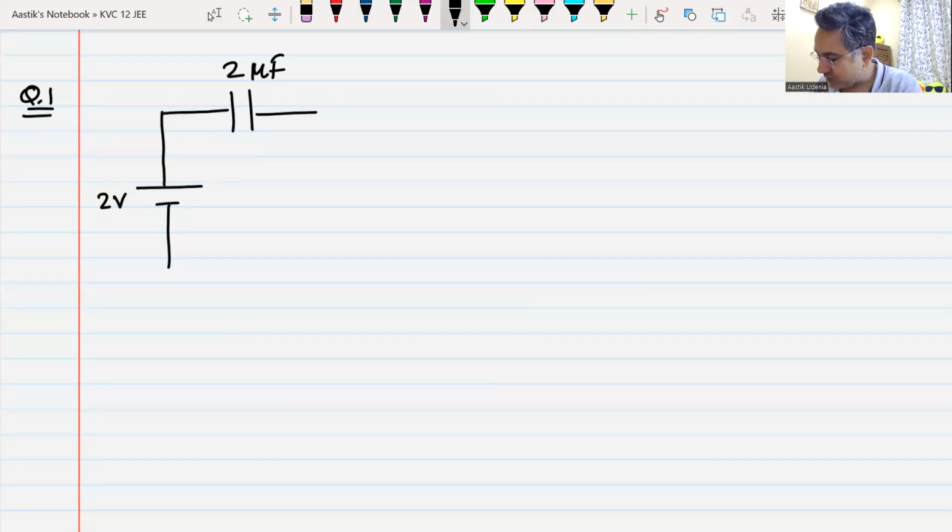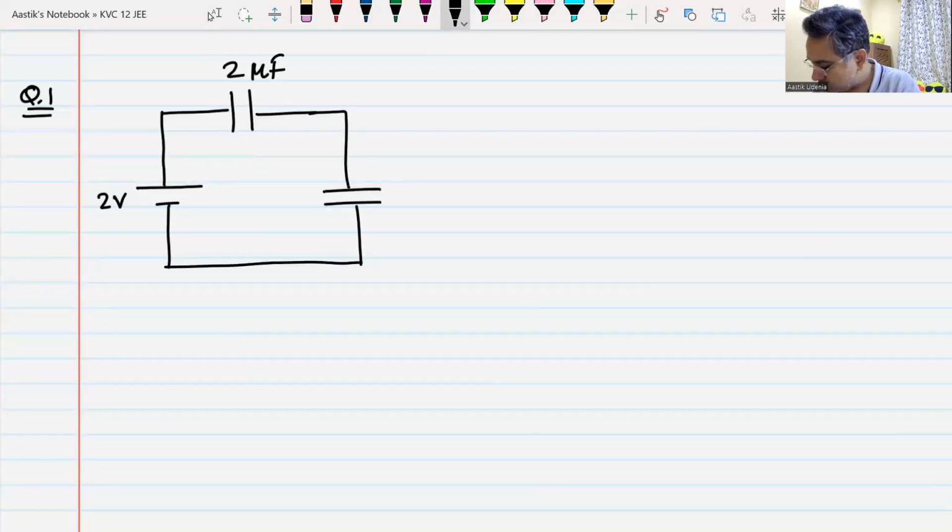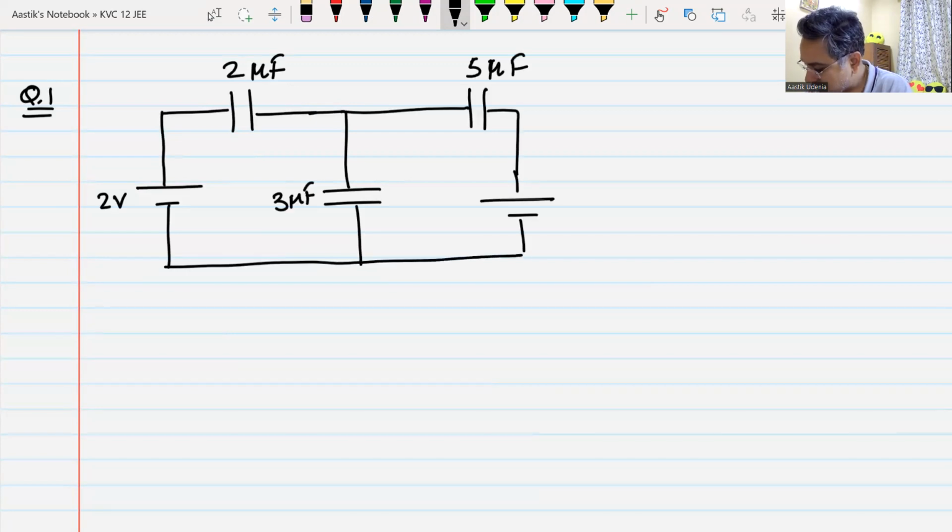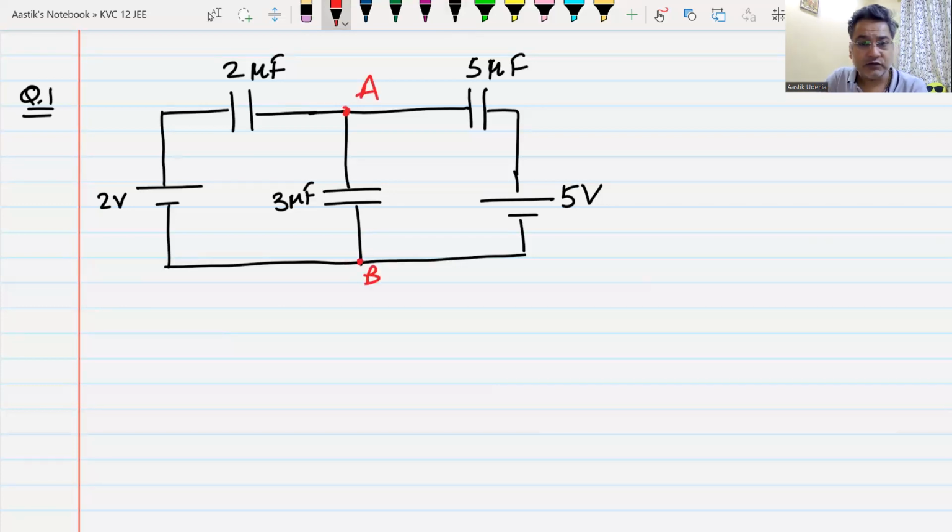Just try to make things symmetrical. 3 microfarad, 5 microfarad, 5 volt. And I now wish to find the charges appearing on all the 3 capacitors and the potential difference between the 2 points. Let me name these points for you also, between A and B, and I'll give you 2 minutes to solve this one.